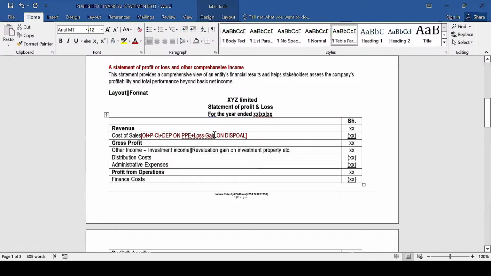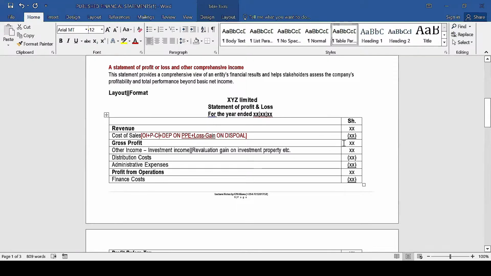And in case those assets were sold at a gain, that gain is supposed to be deducted here because a gain, remember, is an income. That's why we are deducting it. A loss is an expense. That's why we are adding it. Then we get the cost of sales, which we less now from the revenue. We get the gross profit.